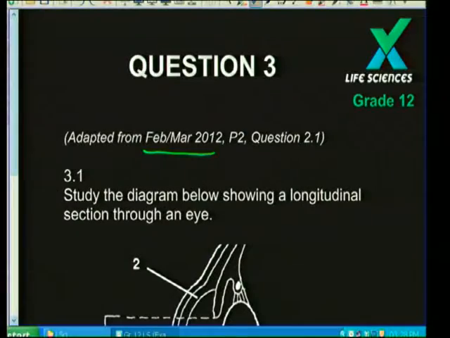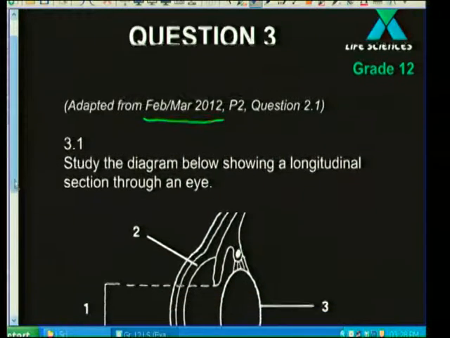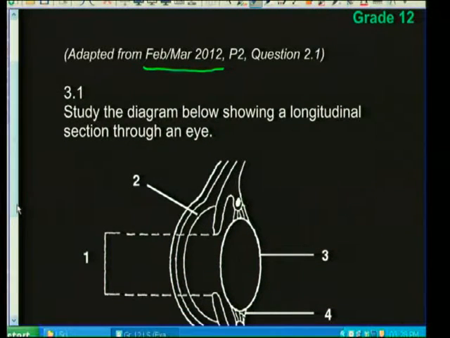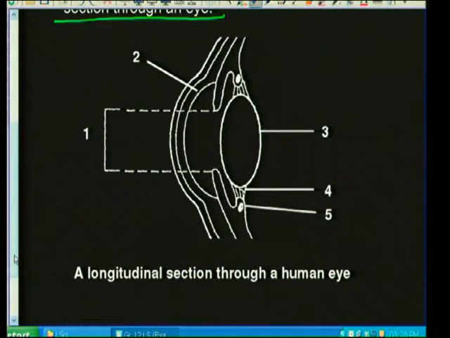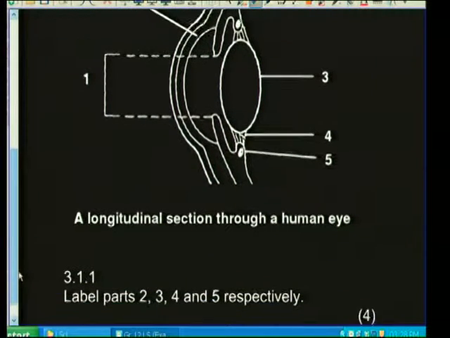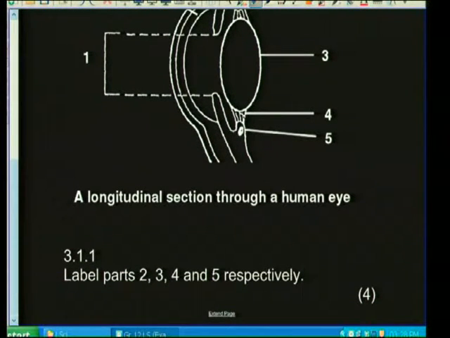Let's move on to question 3 from March 2012, paper 2, question 2.1. We're calling it 3.1 because we are moving in a different sequence. Study the diagram below showing a longitudinal section through an eye. Okay, so we have a beautiful diagram of an eye there, and they're giving you some numbers. They say label parts 2, 3, 4, and 5 respectively.